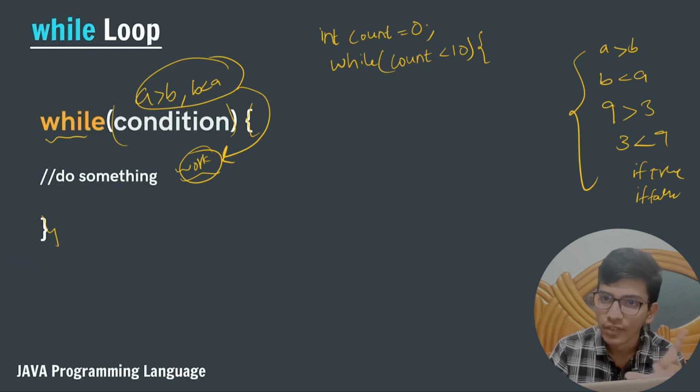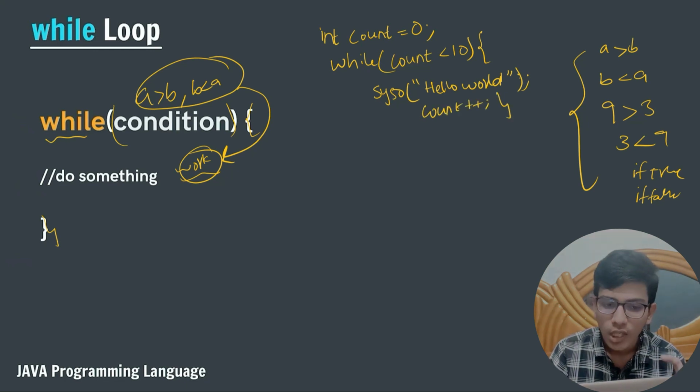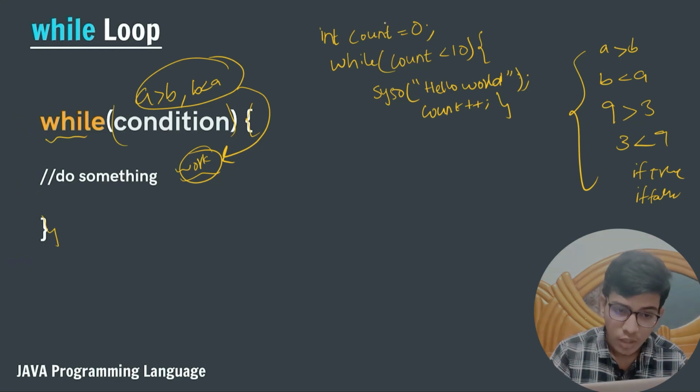If this condition is true, then we come into the loop and we print System.out.print, and in that, hello world. After that, we do count plus plus. This is the syntax for writing the while loop. This count, we initially wrote int count is equal to 0, right? This is known as initialization.